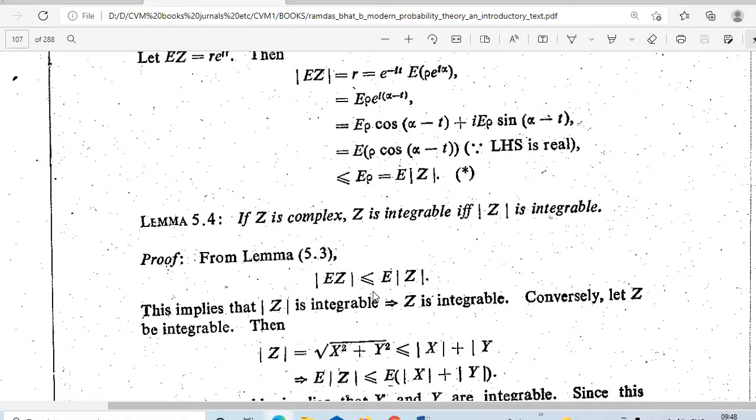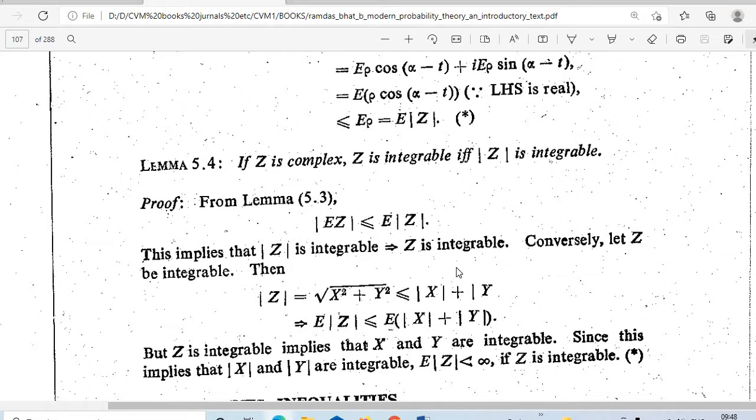Okay, that is the idea. So modulus of expectation of z is less than or equal to expectation of modulus z, which implies mod z integrable implies z is integrable. Okay. Now conversely, we suppose that z is integrable.